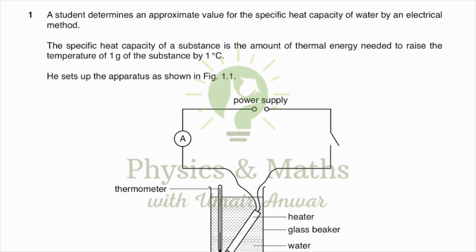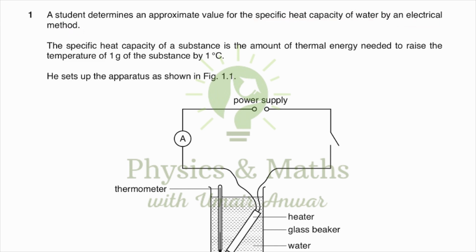Welcome to this tutorial. I'm solving question number 1 of paper 4-2 May June exam series of 2019 of O-level GCSE Physics 5054. The question says a student determines an approximate value for the specific heat capacity of water by an electrical method. So the objective is that during this investigation, the specific heat capacity of water is to be determined, and we are using an electrical method to transfer heat to the water.